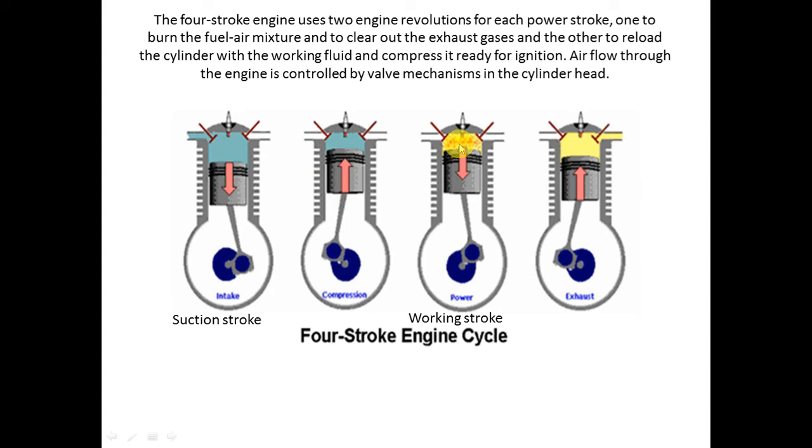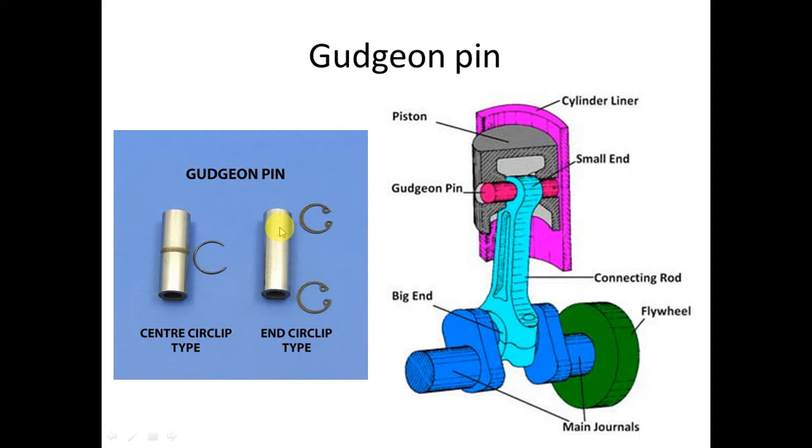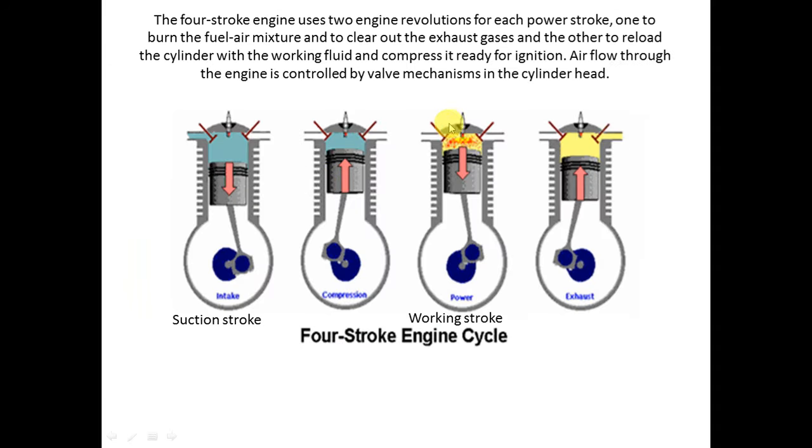So this is the power stroke after the ignition. The piston reaches the top of its travel. In the case of an Otto cycle engine, a spark ignites the air-fuel mixture, initiating the power stroke, in which the burning gas expands and forces the piston downwards. In the case of diesel engines, the fuel is injected into the compressed air, which spontaneously ignites, initiating the power stroke. As in the Otto engine, both inlet and exhaust valves remain closed.